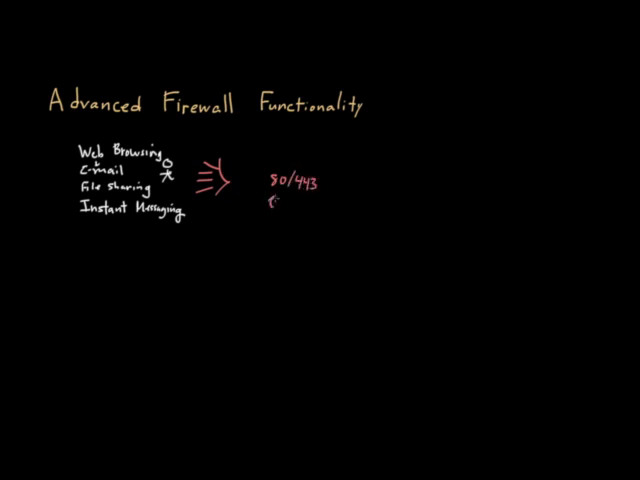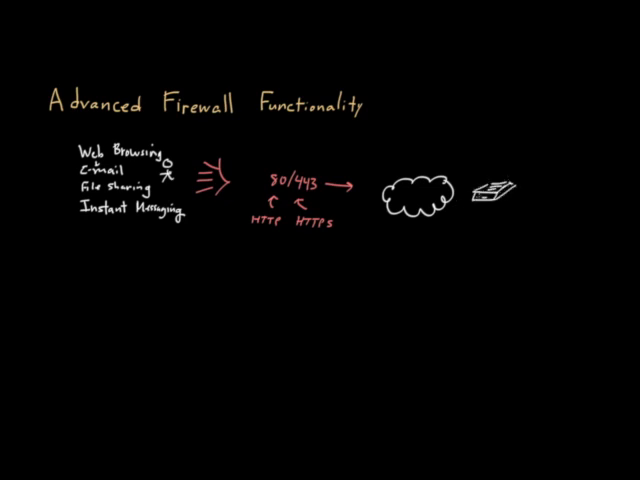Port 80, recall, is the port for HTTP. This is standard web traffic, and port 443 is the port used for HTTPS or SSL traffic. This traffic could be communicated over the internet to some other server on the other side of the internet.